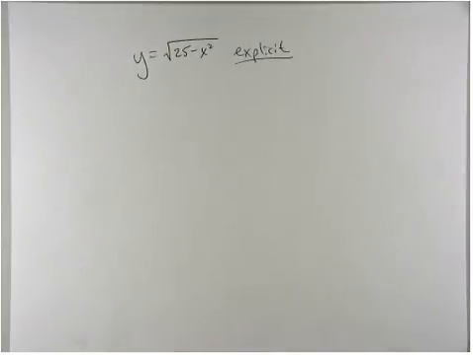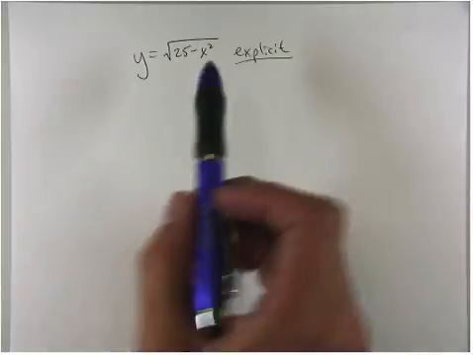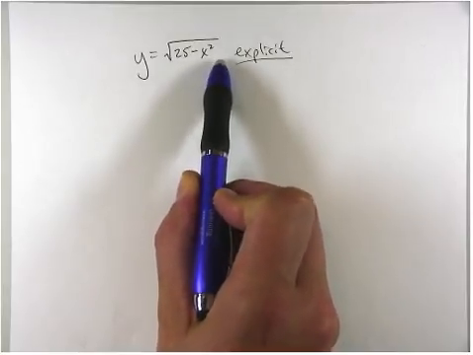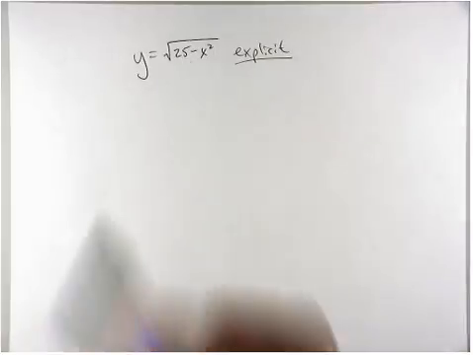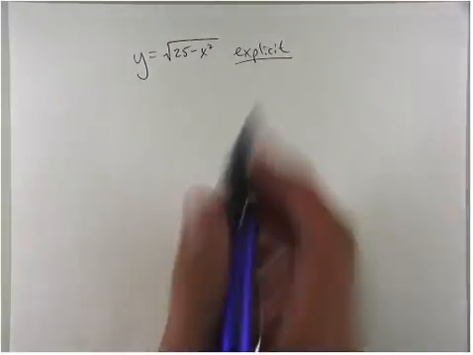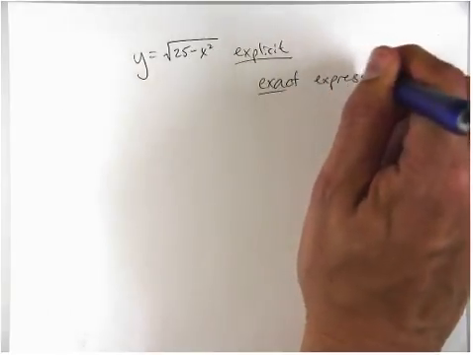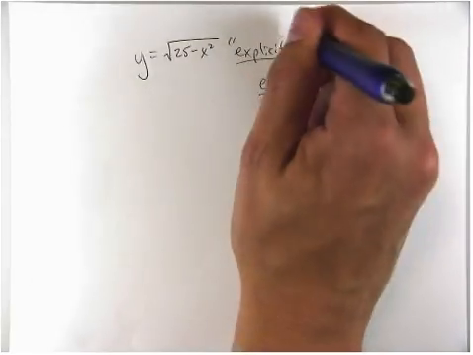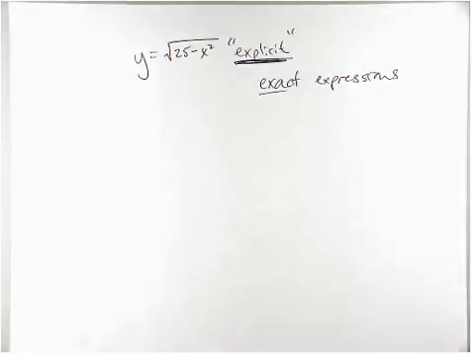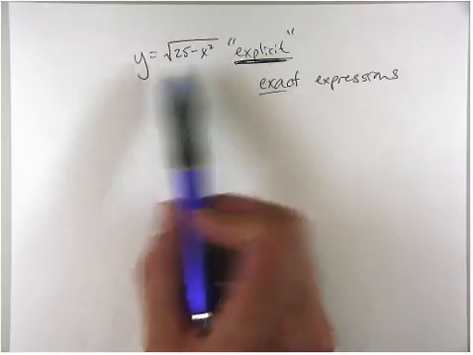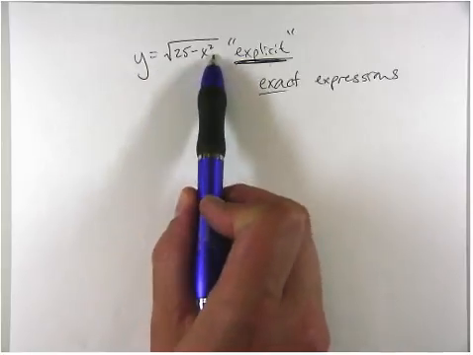So to date, we have been concerned with explicitly defined functions. Explicitly defined functions are ones where you give me an x, and I have an exact expression for how to find y. Right? So, exact expressions. So explicit expressions are ones that are exact. Here's exactly what y is. You give me an x, here is what y will be.